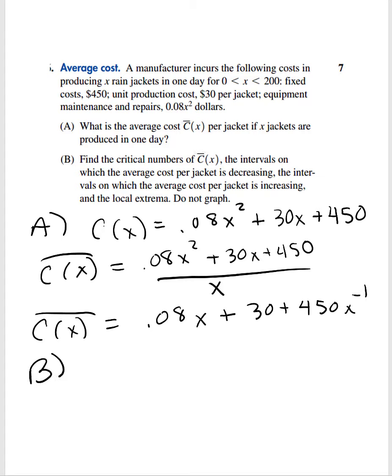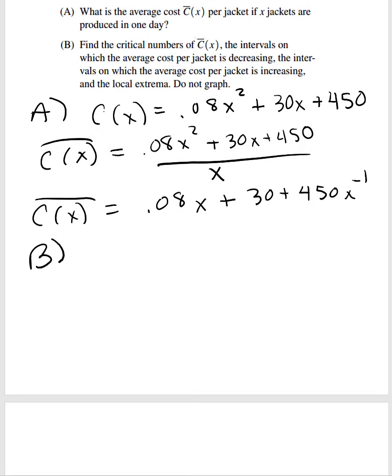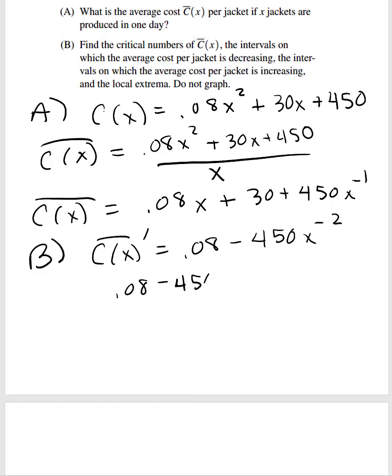Part B asks us to find the critical numbers of the average cost function. So we are going to take the derivative. 0.08x gives us 0.08. 30 is a constant, so the derivative is 0. The 450x to the negative 1, the negative 1 comes down. We have negative 450x to the negative 2. To get the critical numbers, we need to set this equal to 0. So 0.08 minus 450x to the negative 2 equals 0.